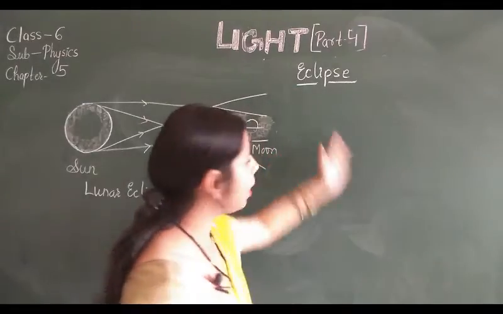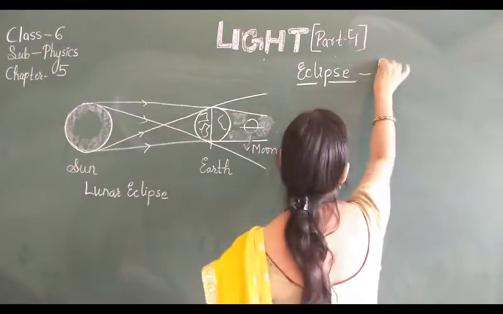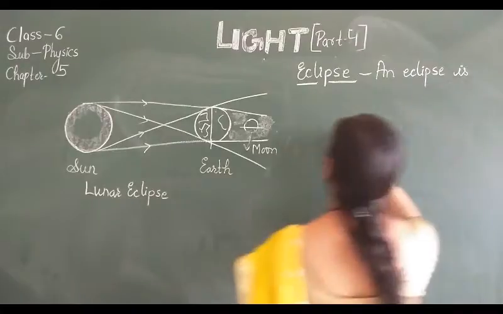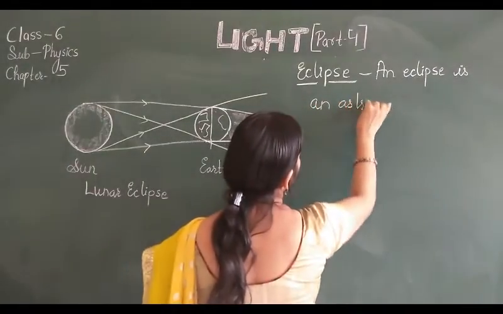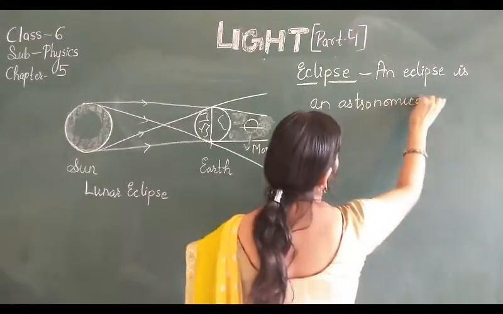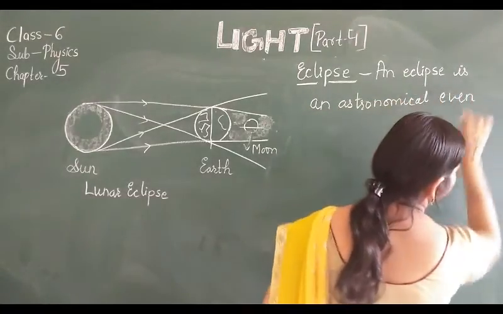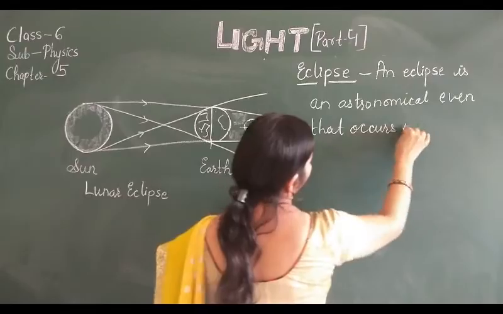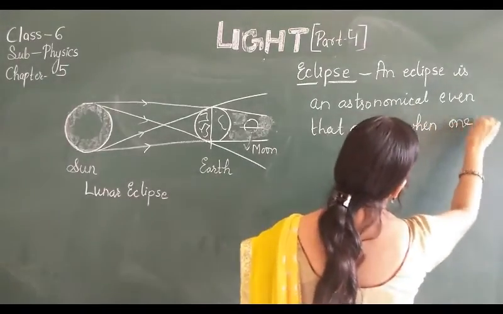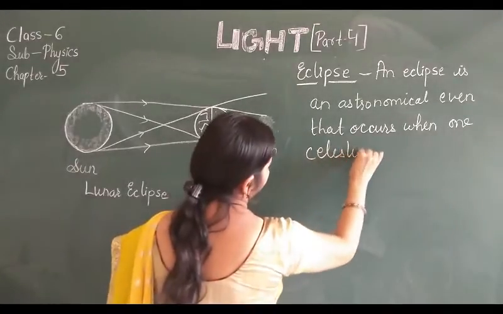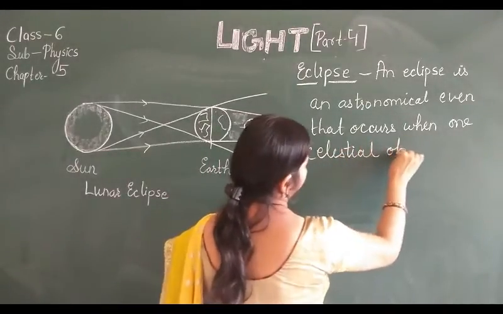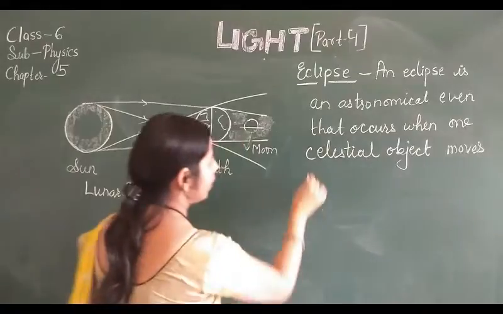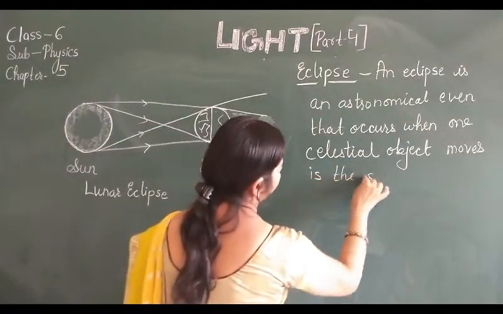So first you must know about the definition. What is an eclipse? An eclipse is an astronomical event that occurs when one celestial object moves in the shadow of another.